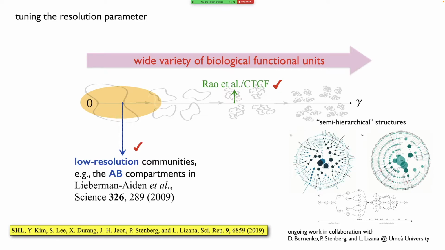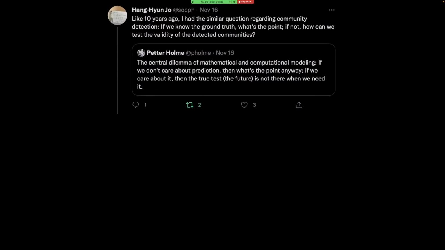For the rest of my talk, I will return to a bit more technical aspect about the network community detection problem itself, which is about the typical dilemma of community detection, nicely expressed by Professor Hang-Yeon Jo at Catholic University of Korea, an APCTP alumni, by the way, in response to Peter Holme's more general statement on modeling studies on Twitter. So if we know the real answer, in our case provided by the biological factors, what's the point of detecting community? And if we don't know the answer, how can you test the validity of the detected community?